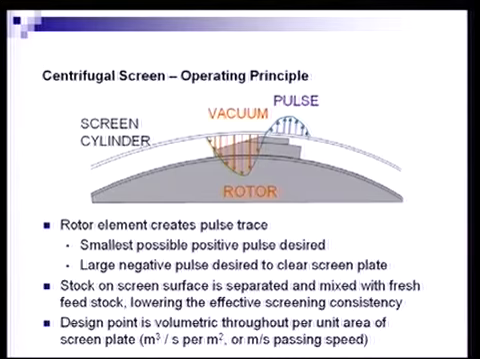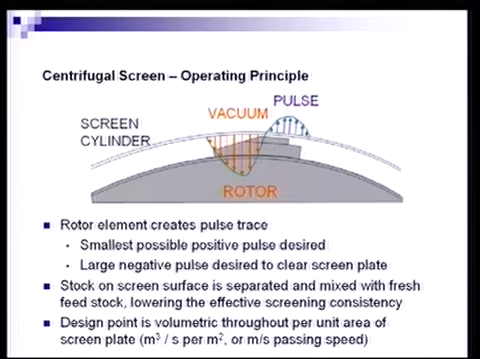Now the design point that is easiest for us to get our hands around is something called a passing speed. And the passing speed is a purely mathematical calculation where we take the volume of stock in units of cubic meters per second, and we divide it by the total open area of the screen plate in square meters.